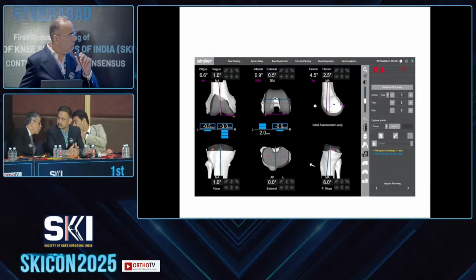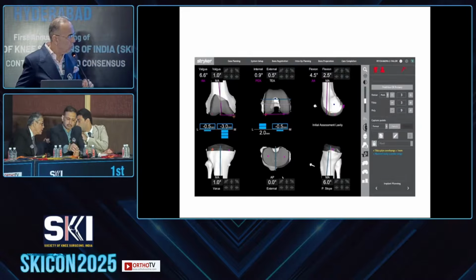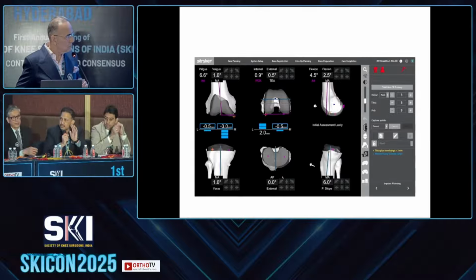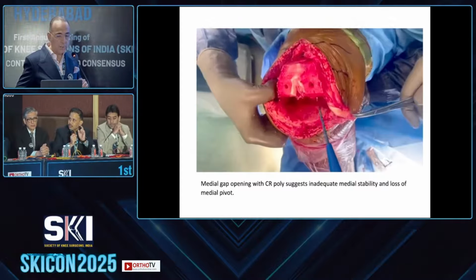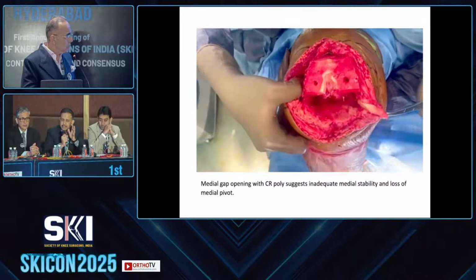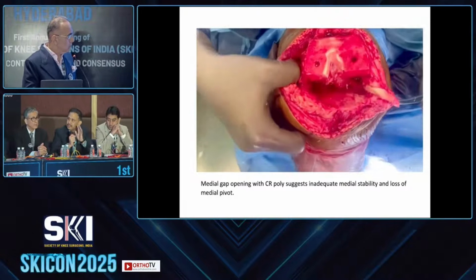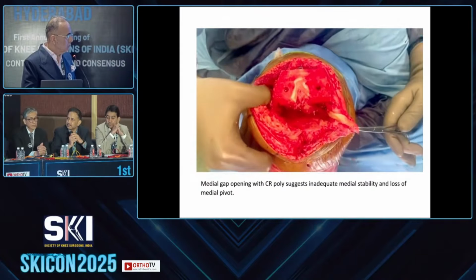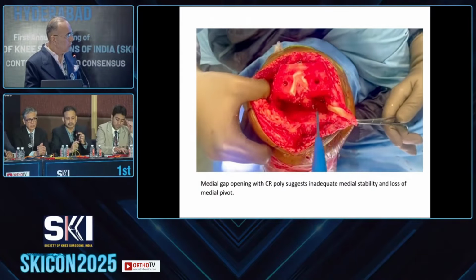So Pankaj, what is your philosophy? What do you do in your everyday practice? So 90% of my cases are posterior stabilized. Only 10% of patients, with varus deformity less than 10 degrees, I would do a CR. And Adarsh, what about you?